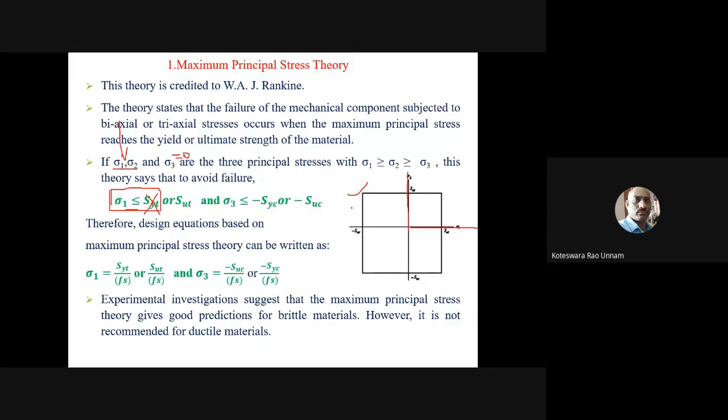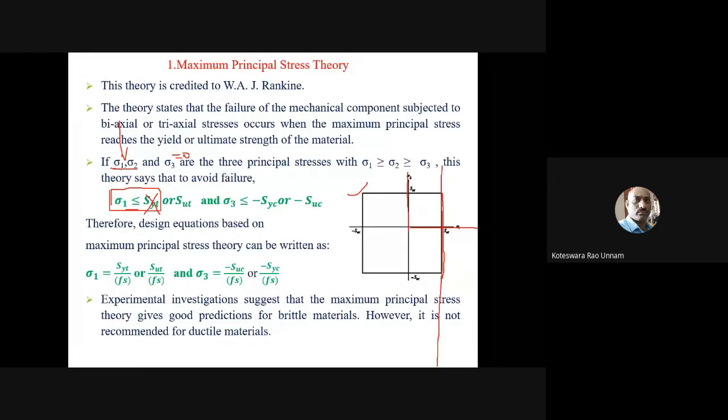Now, if sigma 1 is equal to SUT, that is the limiting value for sigma 1. If sigma 1 exceeds the SUT value, the material is going to fail. If it is less than that, it is safe. So if I draw this equation, sigma 1 is equal to SUT, I will get a vertical line, something like this. This is the line whose equation is sigma 1 is equal to SUT.